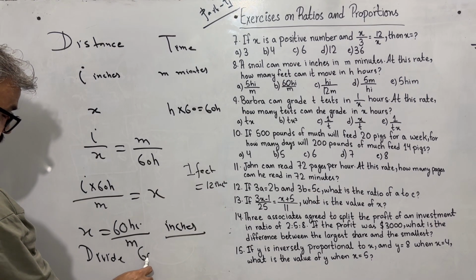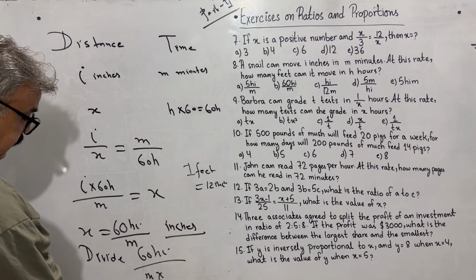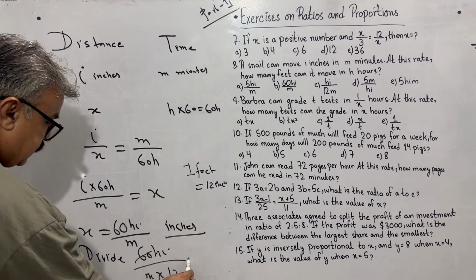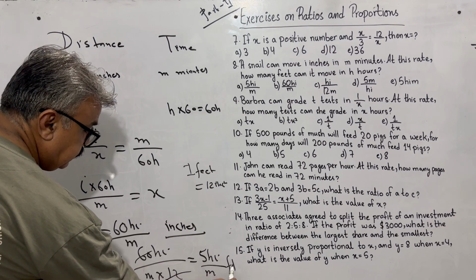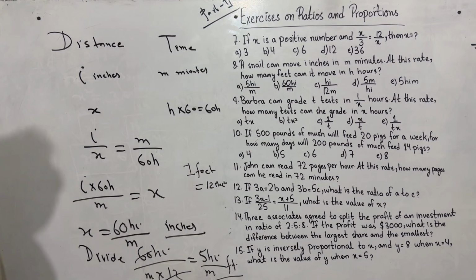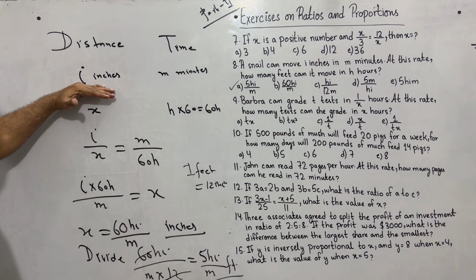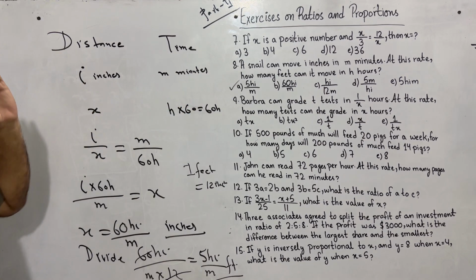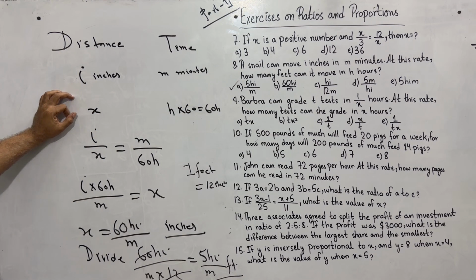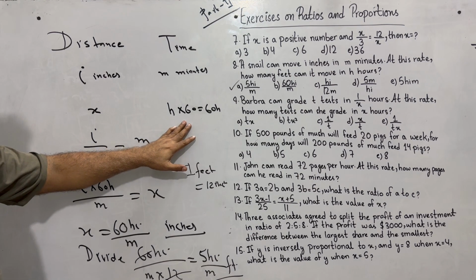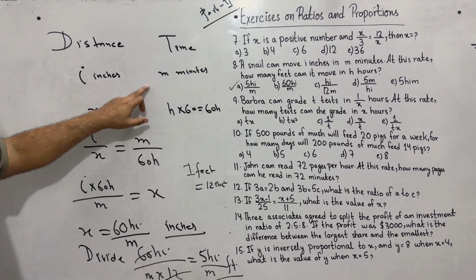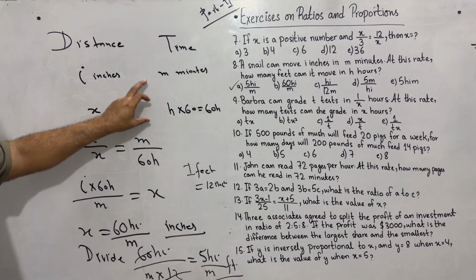Divide 60hI over m by 12. It will become 5. So we have 5hI over m feet. That is our answer in feet. This is our right option. Again, have a look at this. A snail can move I inches in m minutes. At this rate, how many feet, suppose x is the distance, can it move in h hours? There is minutes, there is h hours, they are not compatible.